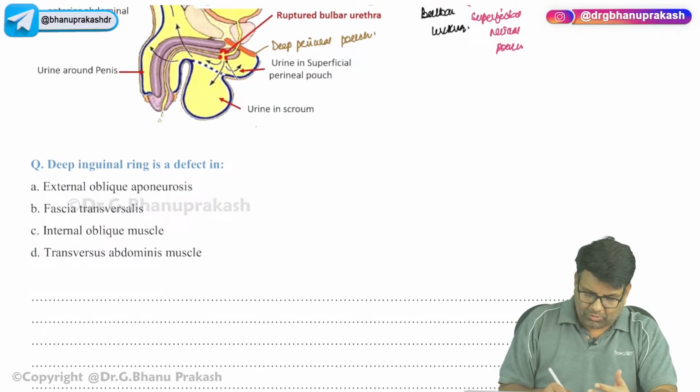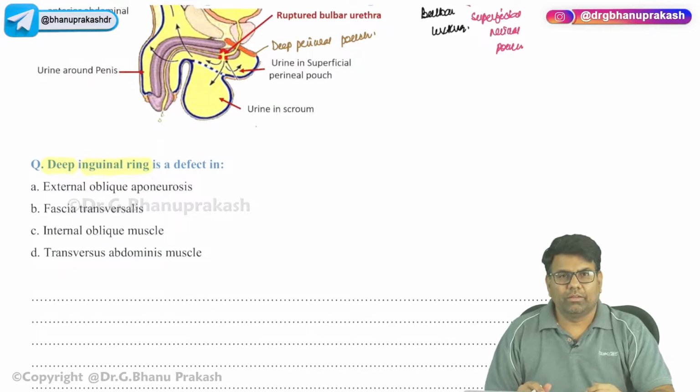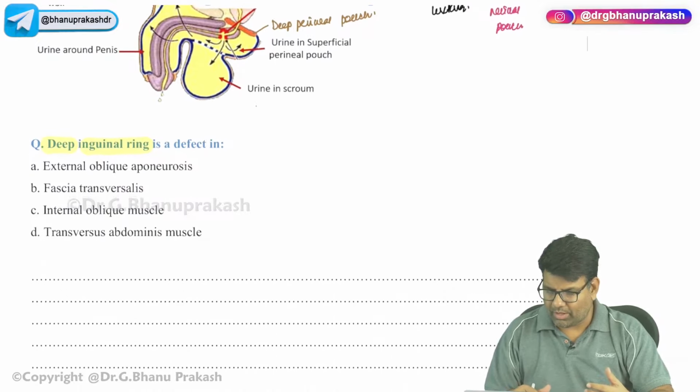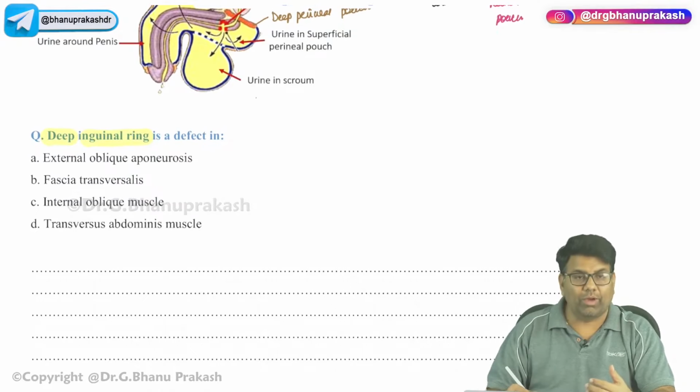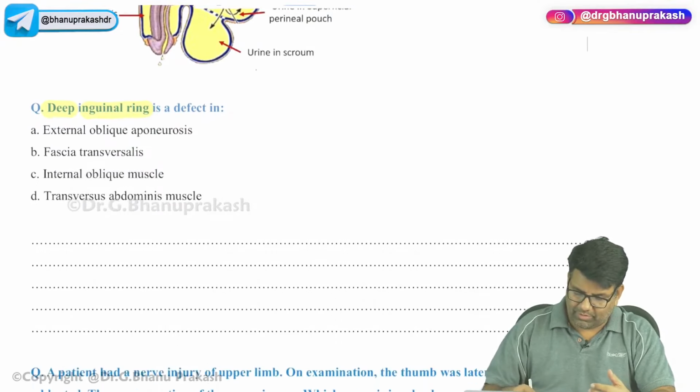Then moving forward to the next question, deep inguinal ring. For this you need to remember a little bit about the anatomy of the inguinal canal. So we have two rings.